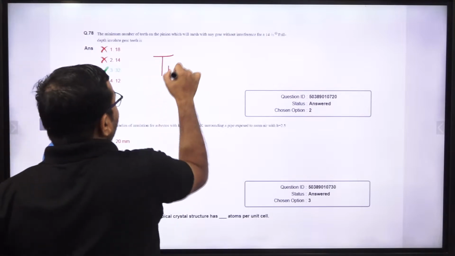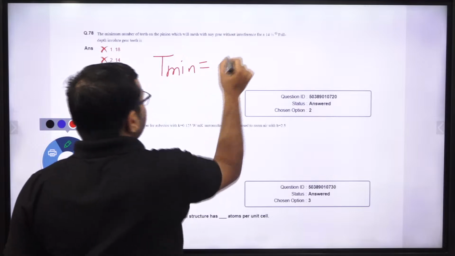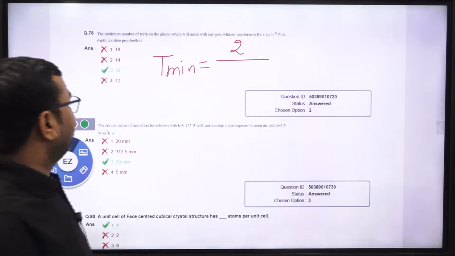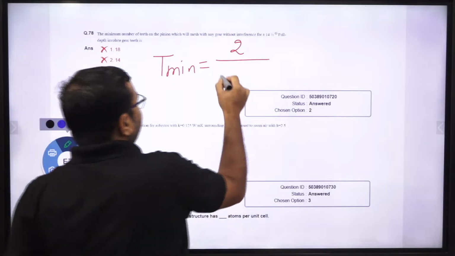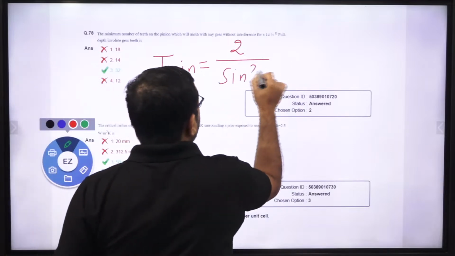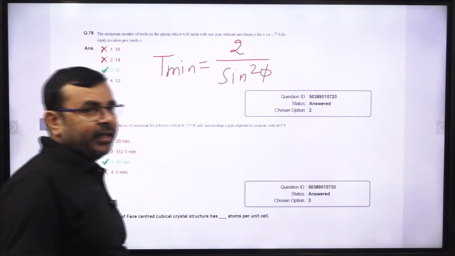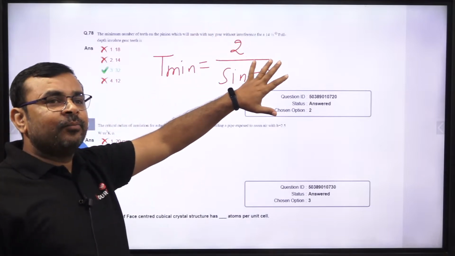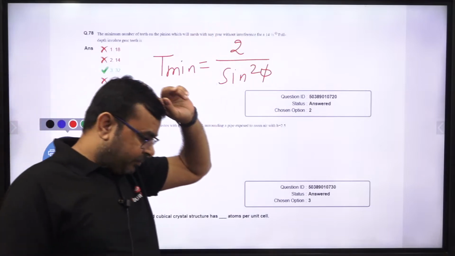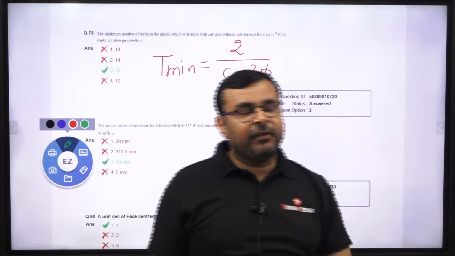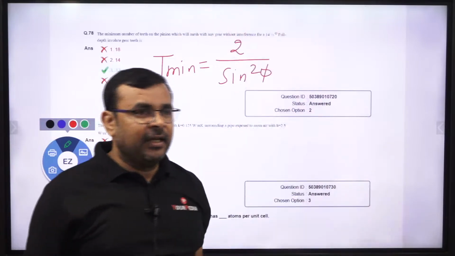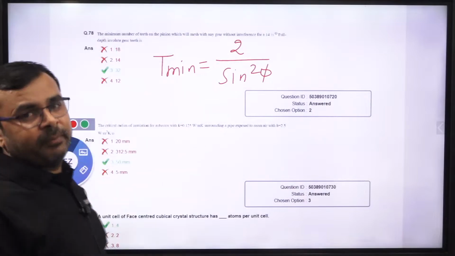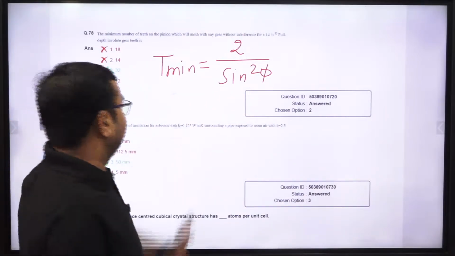Number of minimum teeth is nothing but 2 times the addendum. Since addendum is not given, we use 1 divided by sine square phi. Is it clear? Sine square phi. Obviously, this expression is valid for rack and pinion gear where the radius of curvature is infinite. Many times in the question very few informations are given, so we use this relation only.